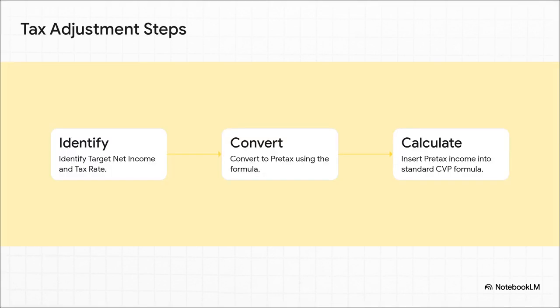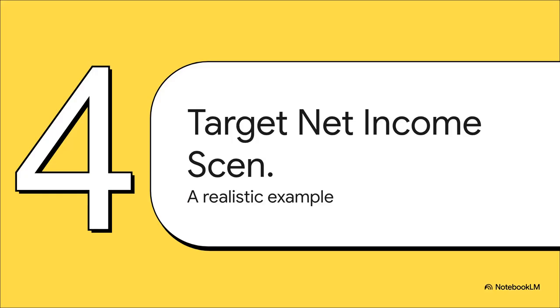This creates a mandatory 3-step sequence you have to follow to strip out those taxes before you even think about plugging numbers into your units or dollars formulas. Step 1. Identify your target net income and the tax rate. Step 2. Convert to pre-tax operating income using the formula we just talked about. And only then, at step 3, do you insert that new pre-tax number into your standard CVP formula. Do not skip steps here. Let's see this in action.